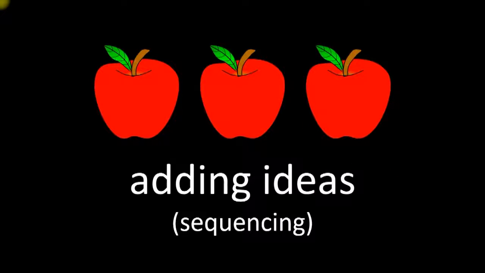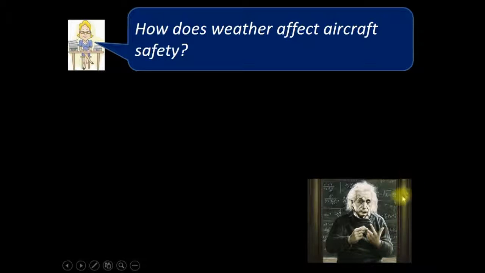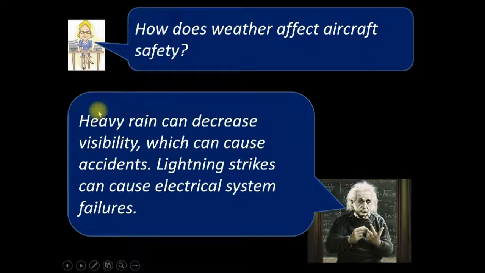So our first function of a connector is when we add an idea or when we're doing sequencing. So for example, if the examiner asks, how does weather affect aircraft safety? Well, there's probably many ways in which weather can affect aircraft safety. So heavy rain can decrease visibility, which can cause accidents. Lightning strikes can cause electrical system failures.